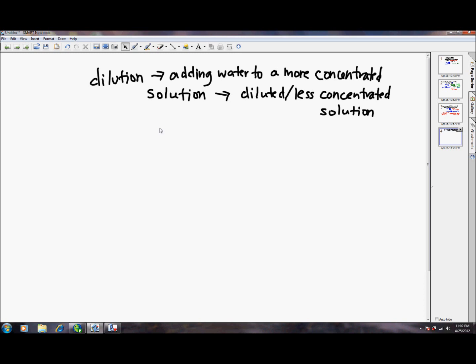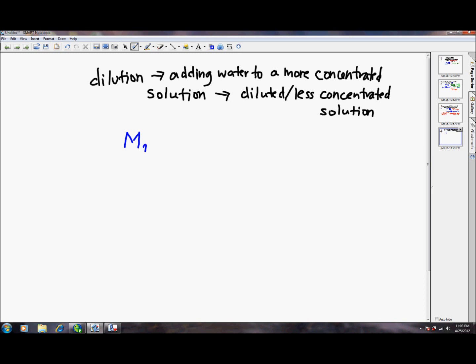Okay, the important thing for us to remember is that we're going to be adding water. So this is a solution, which means it has something dissolved in it. We're going to be adding water, so we're not going to change the amount of substance that's dissolved. However, we're changing how much of it would be in a particular volume. So here is our equation.